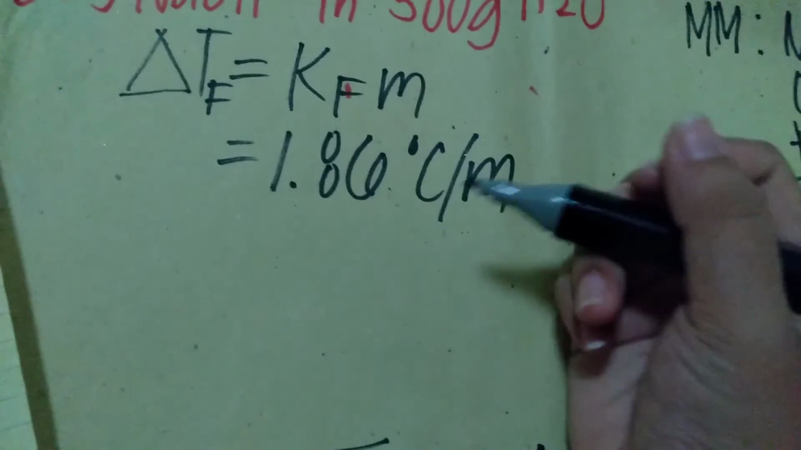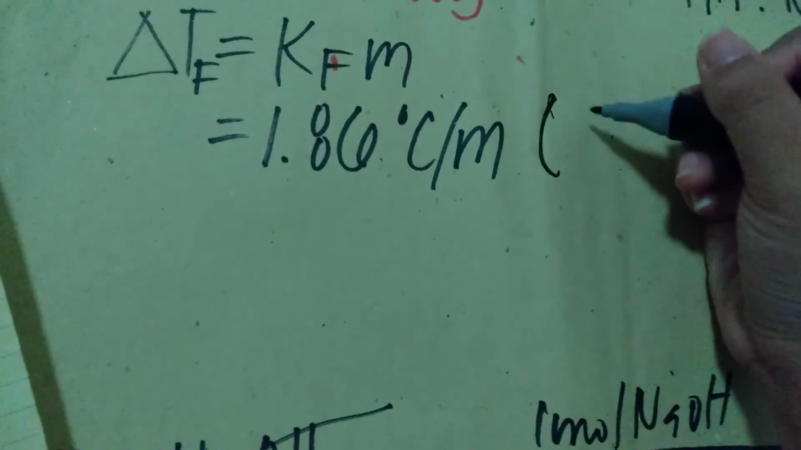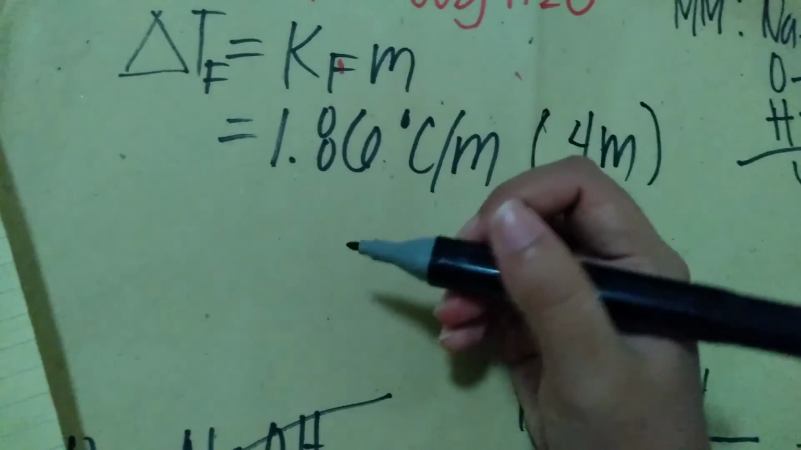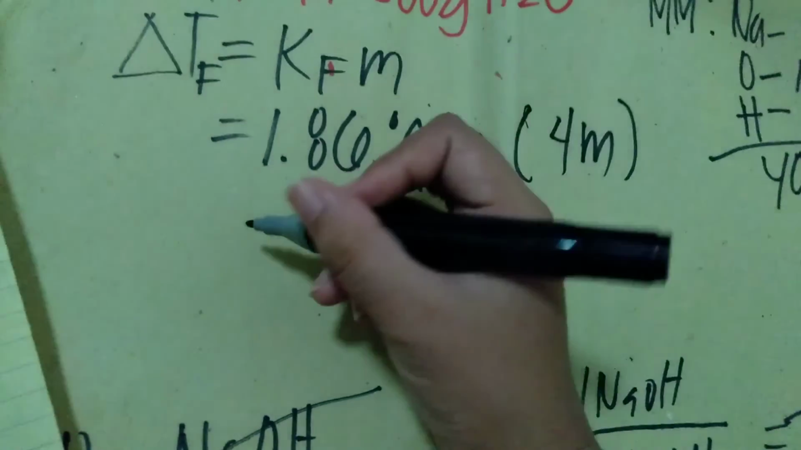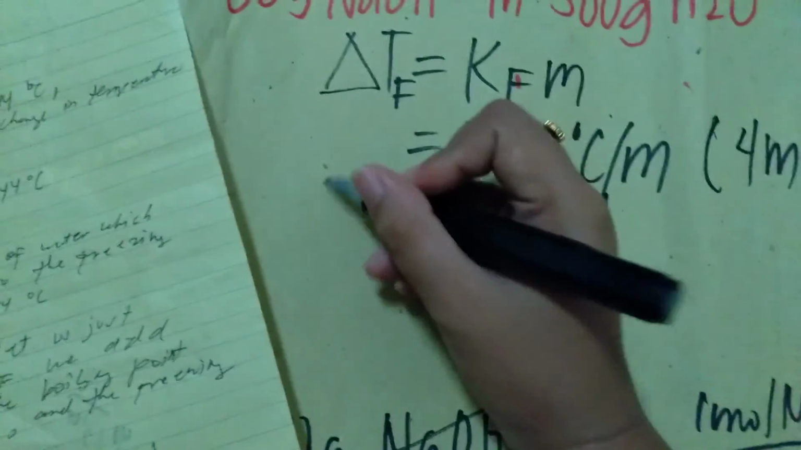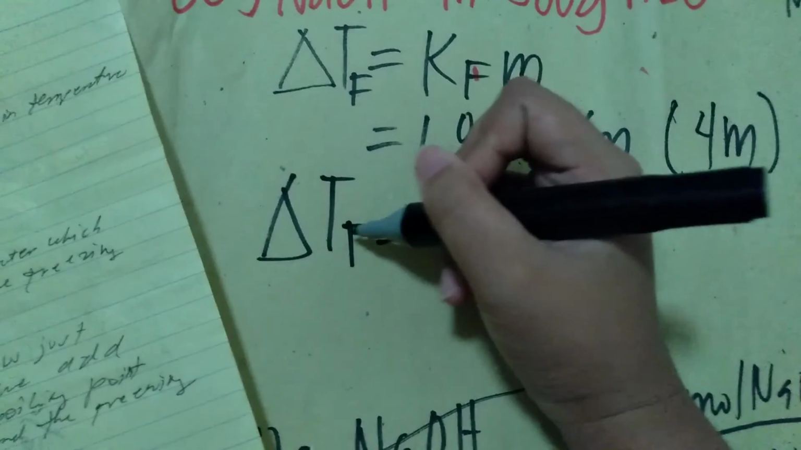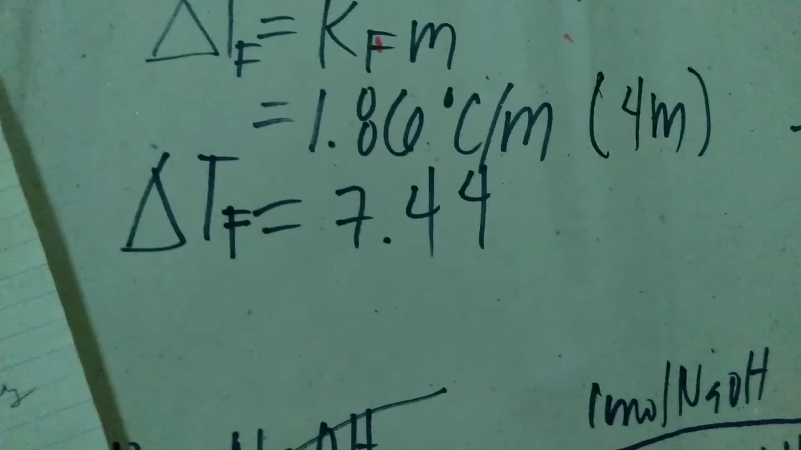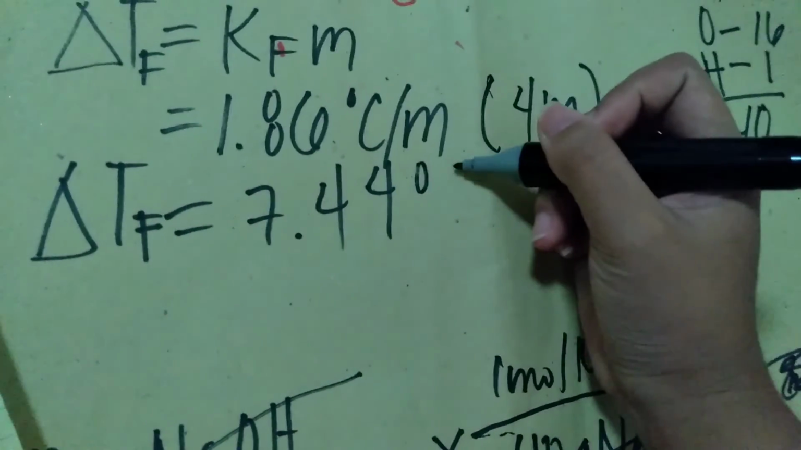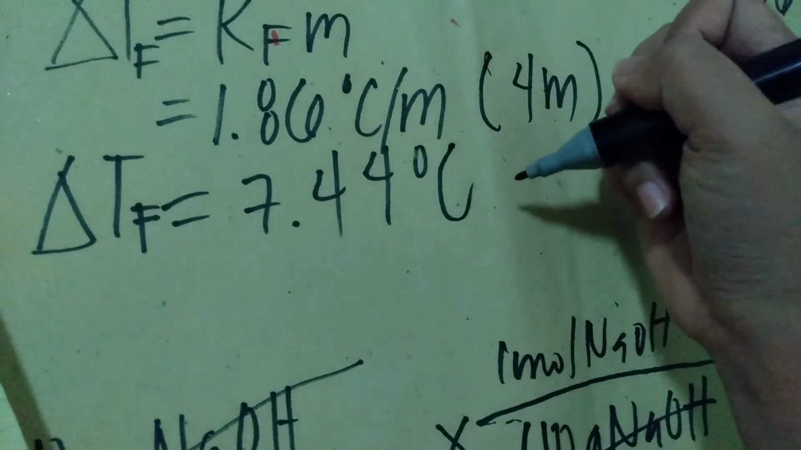So we have our molality of the solution, which is 4. So we multiply 1.86 times 4 is equal to 7.44 degrees Celsius, and this is the freezing point depression.